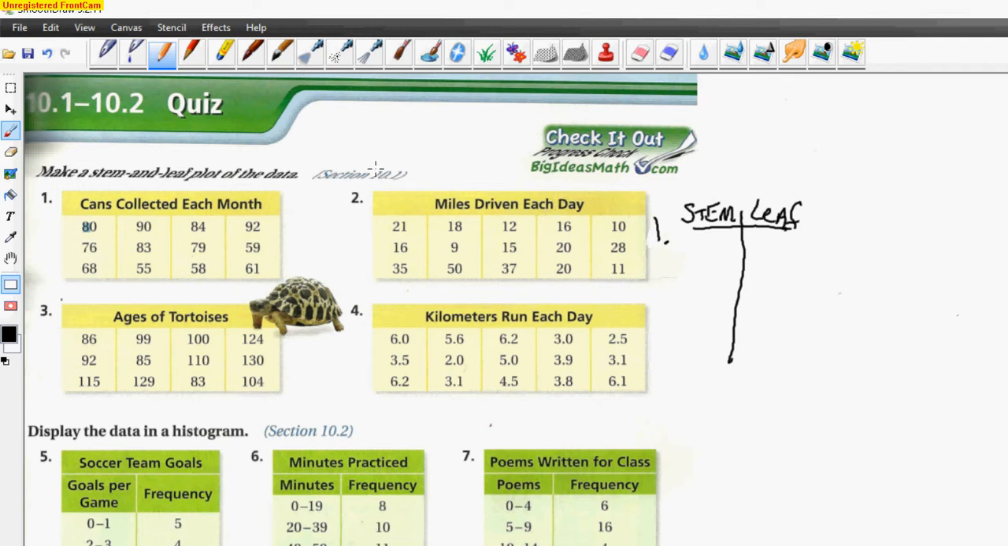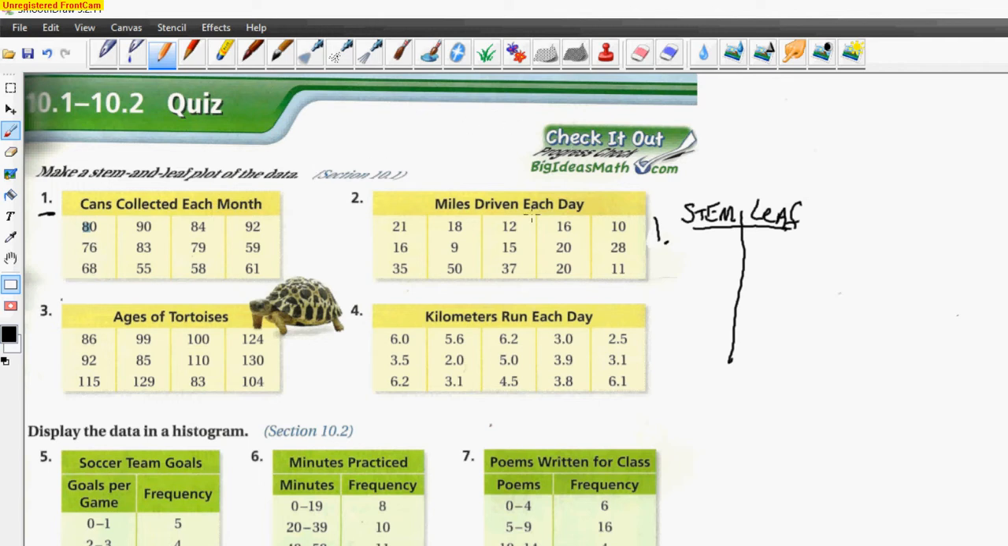Let's look at this. It says cans collected each month, which is, of course, number one. That's the one we're working on right now. We have, of course, 80, 90, 84, 92, 76, 83, 79, 59, 68, 55, 58, and 61.